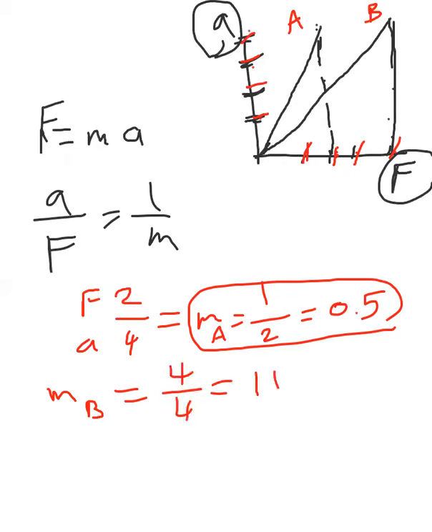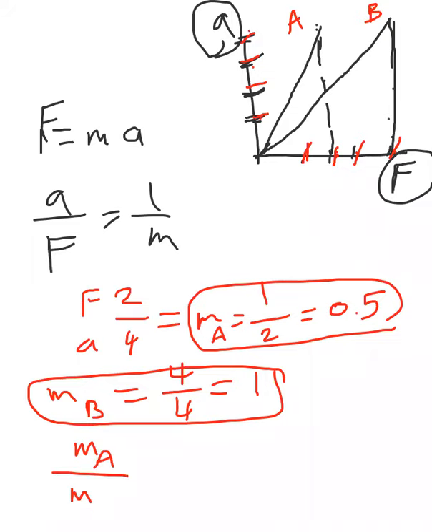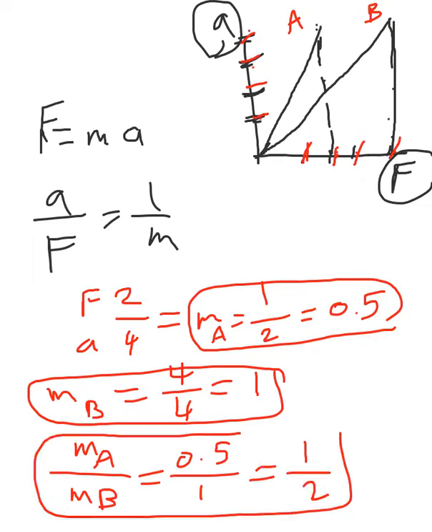So this one is 1, and he wants the ratio between the mass of body A and B. MA over MB equals 0.5 over 1, which is 1 over 2. So this will be the ratio between the two masses depending on the graph. If he didn't give you any number, we will use units. Okay.